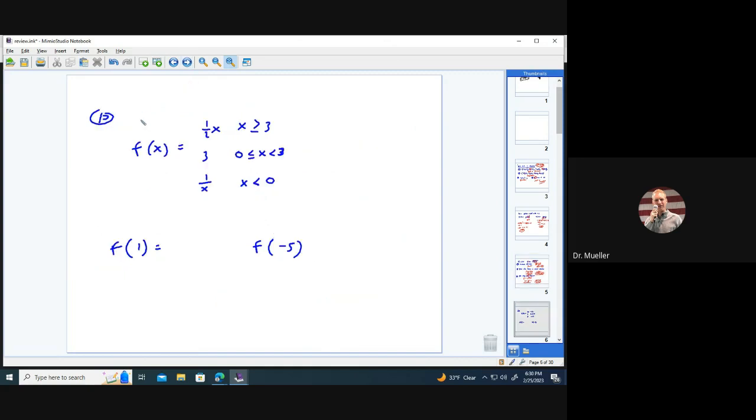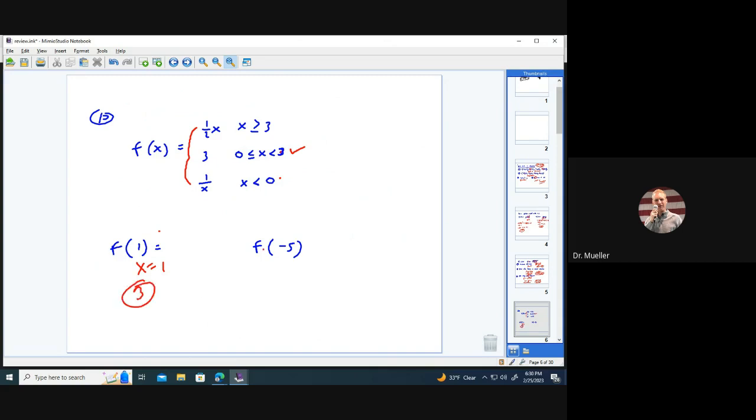The last one, number 10, is a piecewise function. So this is f of x defined to be a half x for x greater than or equal to 3. It's defined to be 3 when x is between 0 and 3, including 0, not including 3. It's defined to be 1 over x when x is less than 0. So f of 1, that tells me that x is equal to 1. That would put us right here, right? Because 1 is between 0 and 3, so it's just 3.